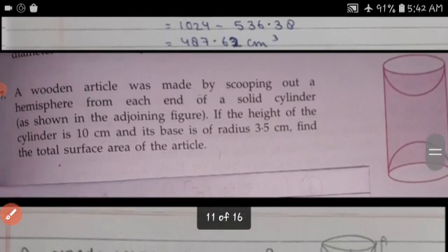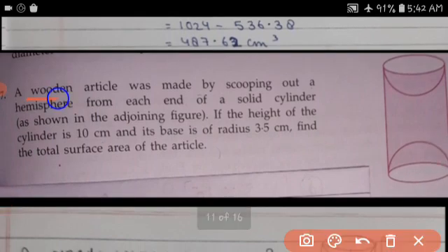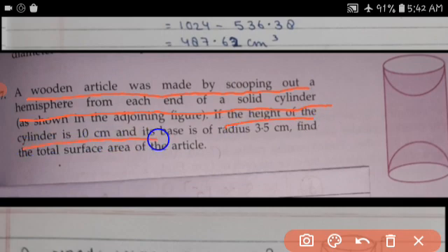Question number 7. A wooden article was made by scooping out a hemisphere from each end of a solid cylinder. If the height of the cylinder is 10 cm and base radius 3.5, find the total surface area of the solid.